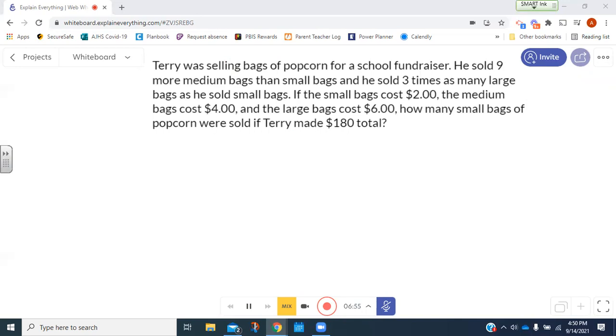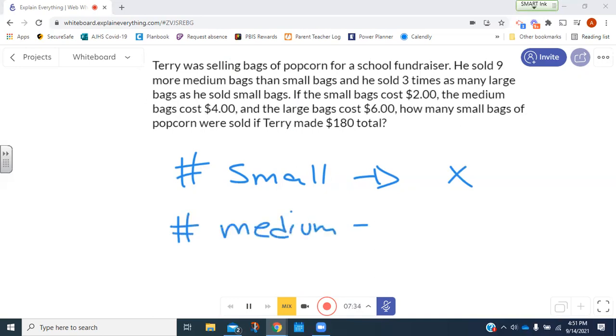Okay, so let's try to break this down and only look at it piece by piece, right? First, let's write an expression for the number of small bags. Okay, so if we're looking at this, we don't know how many he sold, but we do know that all of them are dependent on the number of small bags that are sold. 9 more than or 3 times as many. So we're going to make the number of small bags our variable. So I'm going to choose x.